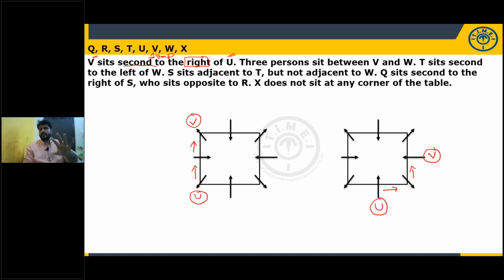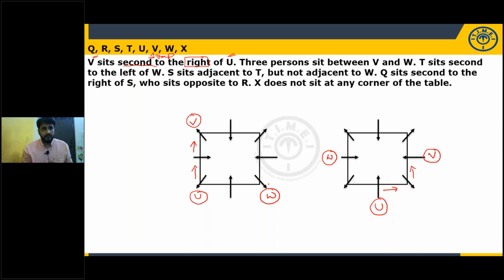I won't be picking up any clues randomly. I'll start from my first clue onwards, since the clues are given in order. 3 persons between V and W. Out of 8 persons, if 3 persons are between V and W, we can say that they are sitting in opposite positions. So W will be here, in the opposite position.